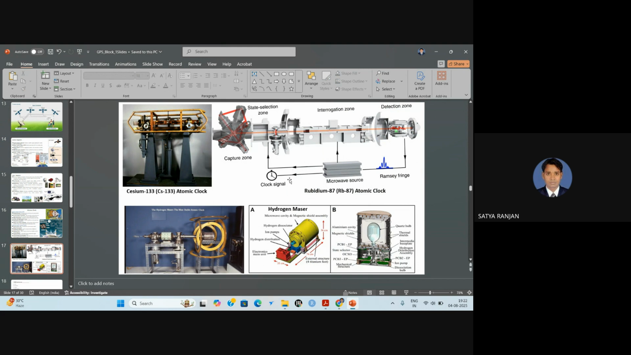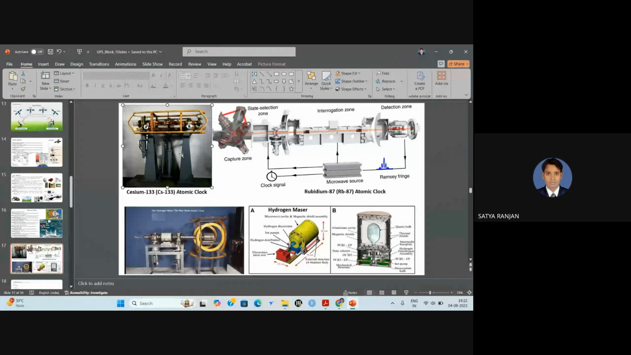Then this is the example. This is a picture of the cesium atomic clock. Then this is the rubidium 87 atomic clock. This is a capture zone, then interaction zone, then detection zone. Then microwave source and clock signals are there. So this is the atomic clock of the rubidium 87.